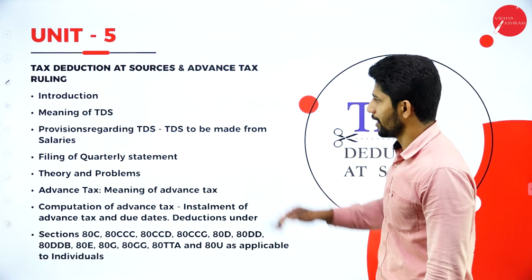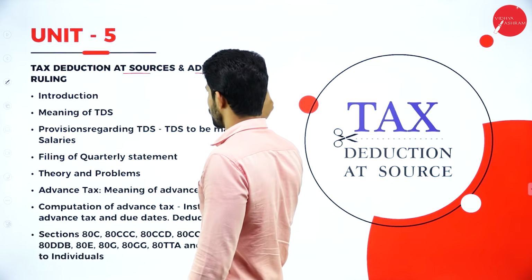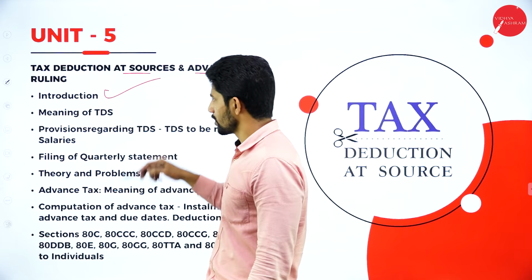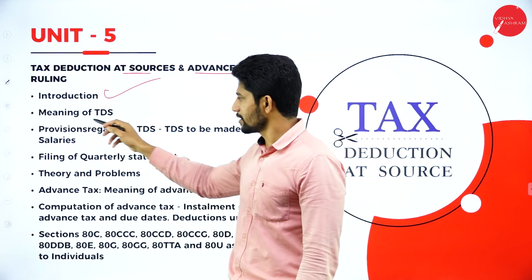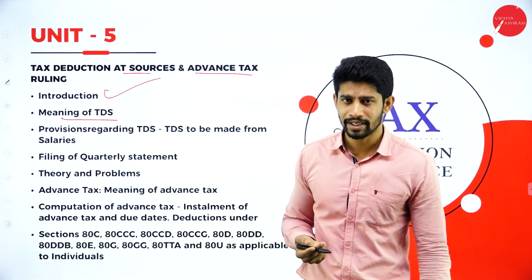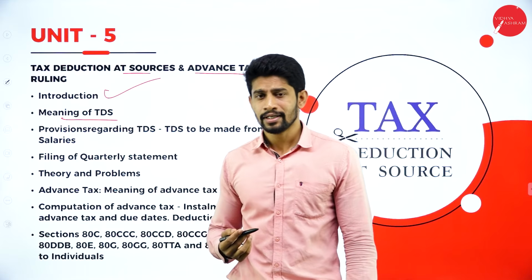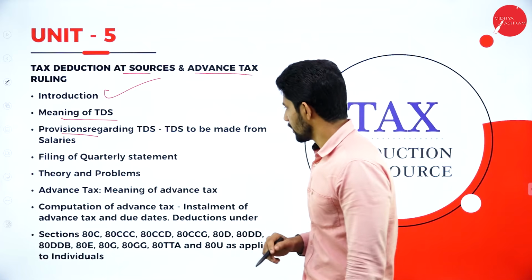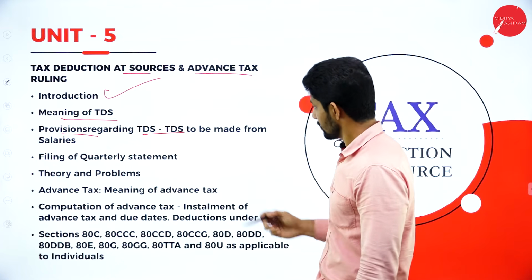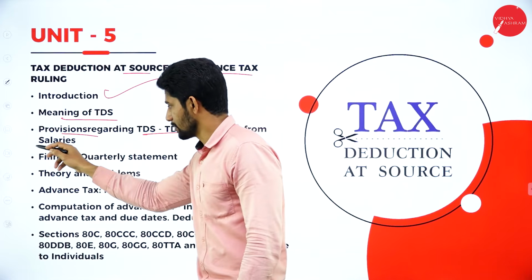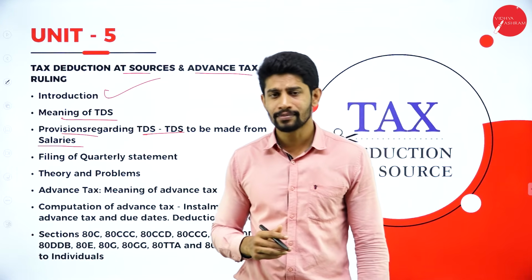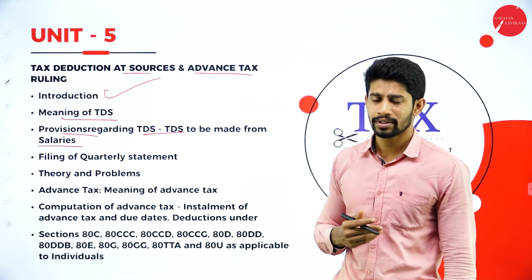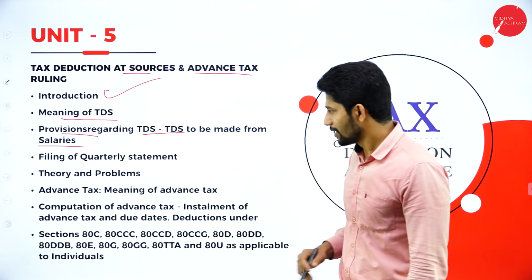Next, unit number 5, tax deduction at source and advance tax, that is TDS and advance tax. You are going to study the introduction part of TDS and advance tax and the meaning of TDS. What is the meaning of TDS? On what will the TDS be deducted? At what percent will the TDS be deducted? Everything we will be studying. And provisions regarding TDS, and TDS to be made from salaries: what tax amount is supposed to be deducted from your salary, that you will be studying.